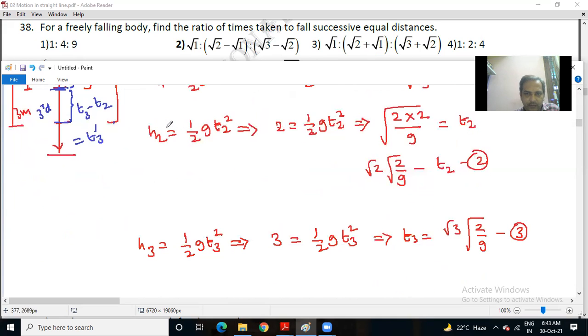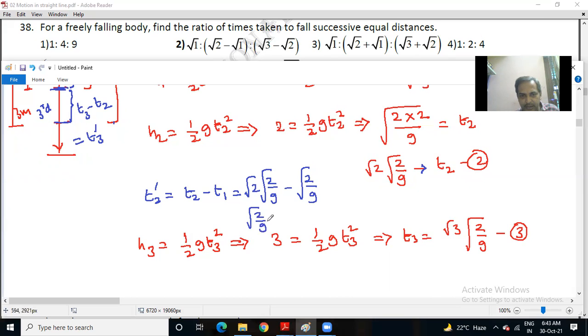Now, from this you get T2 dash as T2 minus T1. So what did you get T2? T2 is this, root 2 with the minus under root 2 by G. So if you take 2 by G common, you will get root 2 minus 1.